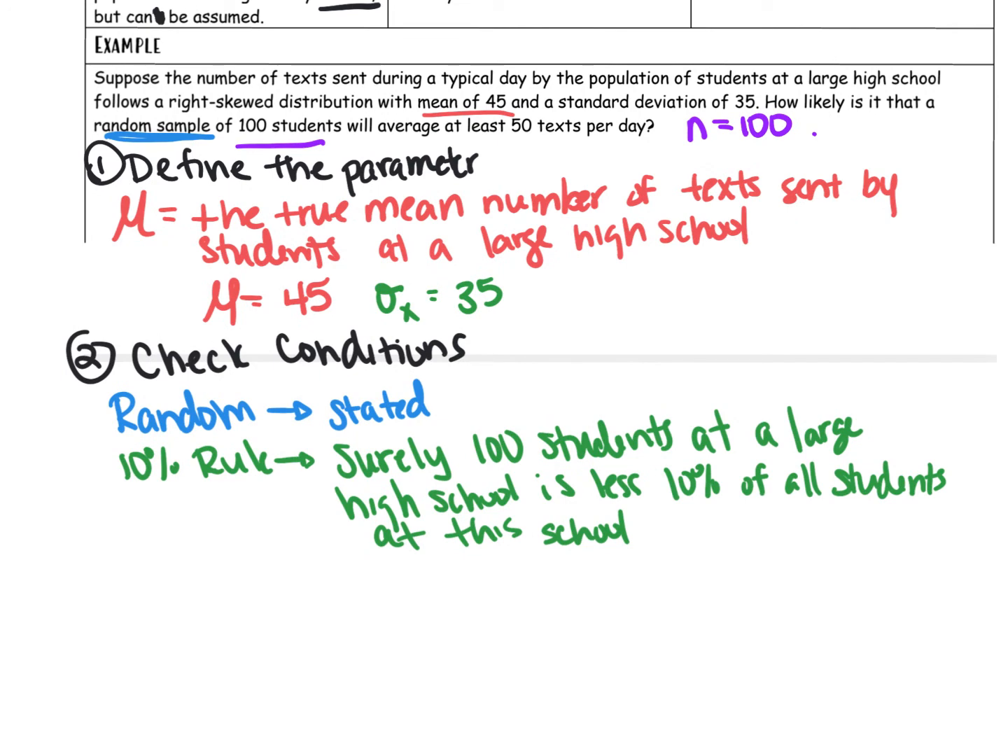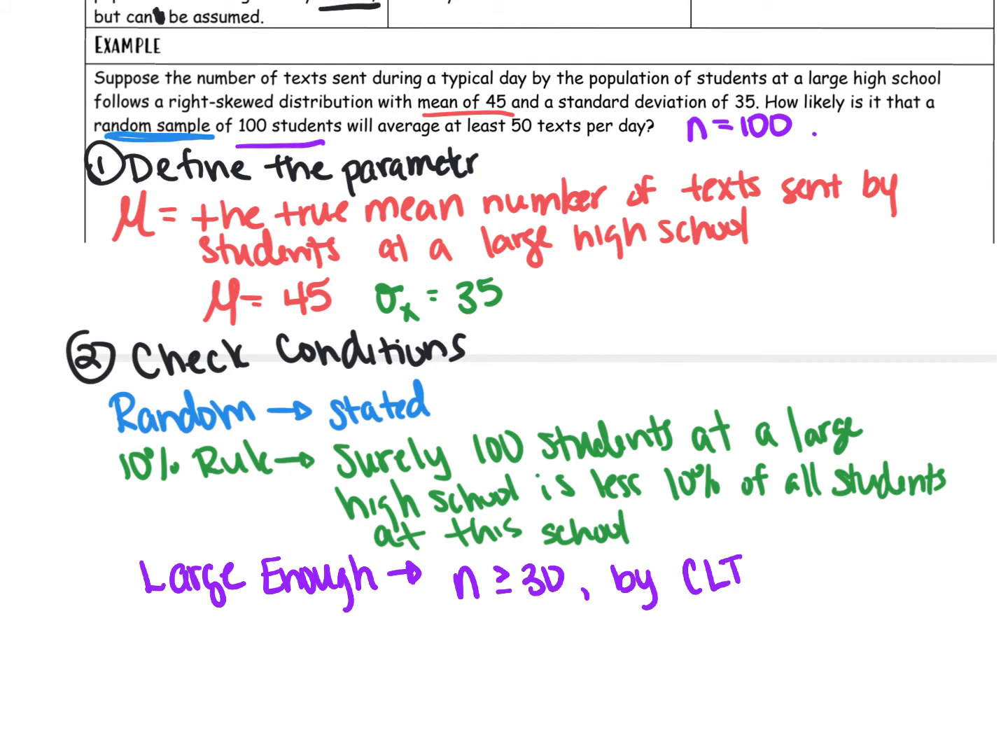And then the last thing we're going to do is check a normality statement, or the large enough statement here. And remember, we're doing the large enough condition because we want to show something is normal. We want to do a normal curve here. So large enough, we know that our n is greater than or equal to 30. So by the central limit theorem, x bar follows an approximately normal distribution.